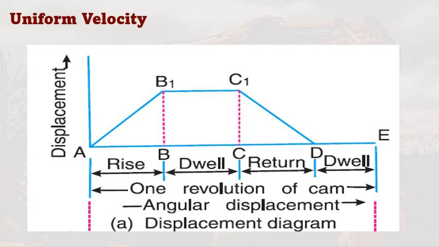As you can see here, there is a rise from A to B, and then we have a dwell from B to C, and then we have a return from C to D, and another dwell from D to E. So all in all, this totals one revolution of the cam, or 360 degrees. The distance from point A to B1 or CC1 or BB1 is what we call the stroke.